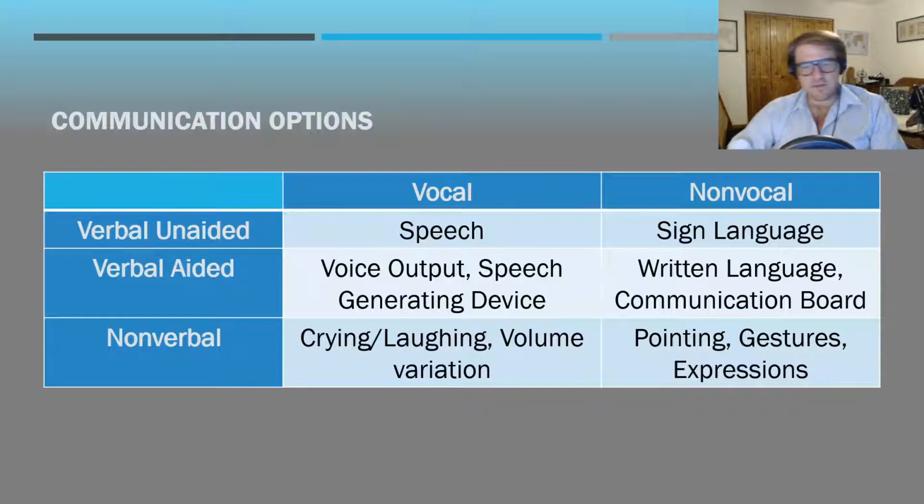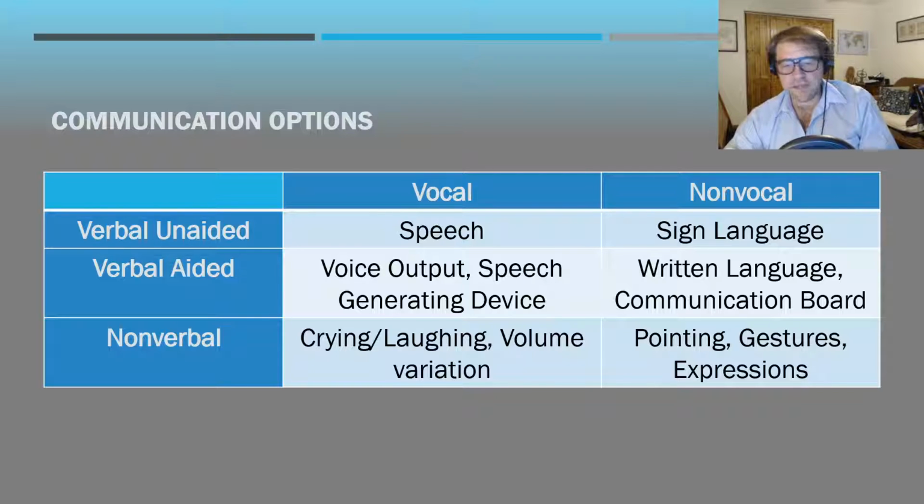This is just kind of here mostly for your notes. We've gone over this. It's not really a graph, just a table of different types of communication options that exist for all these different constraints. So you can have different vocal types of communication. If they're able to use their voice or not, verbal unaided would be speech, just what we're doing now. Non-vocal, verbal unaided is sign language.